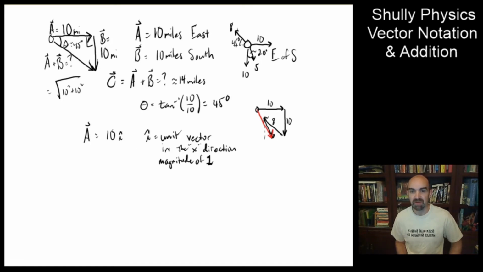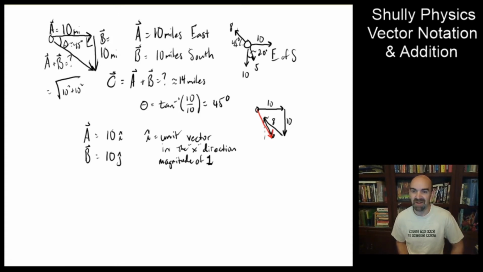And how about 10 miles south? What do you think B can be described by? We have 10 miles south. We have a magnitude of 10. And what would go over here? Would it be an i or negative i? No, guess what? It's a j, j hat.